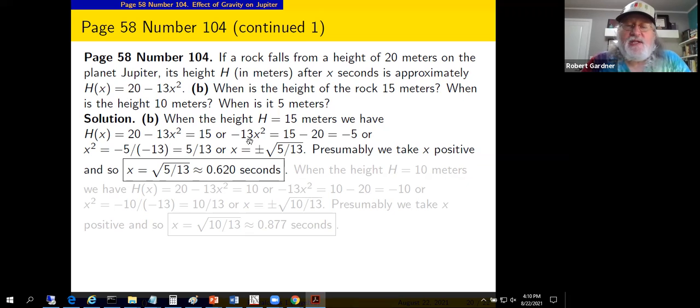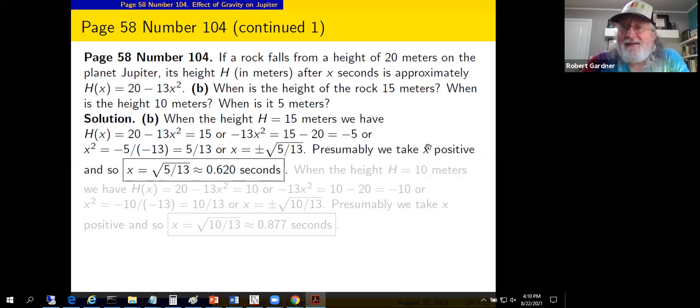Let's get the -13 out of the way. So we'll get x squared is -5 divided by -13. Those two negatives cancel. We get x squared equals 5 over 13. Or x itself is, taking a square root and respecting the absolute value that is introduced. Here we take a square root of a square. That's when you need the absolute value. And that's where the plus or minus comes from. So we get x is plus or minus the square root of 5 over 13. Presumably the time is always positive.